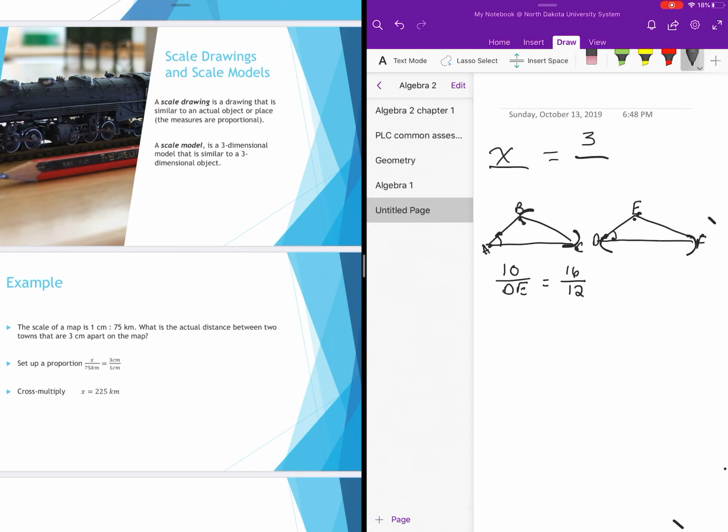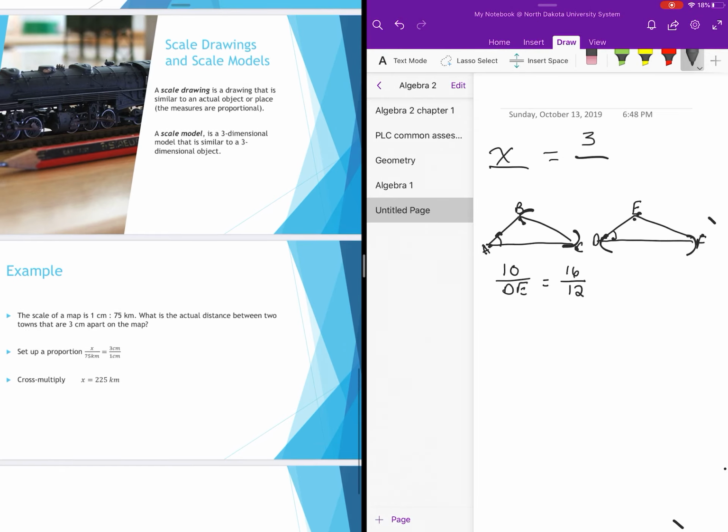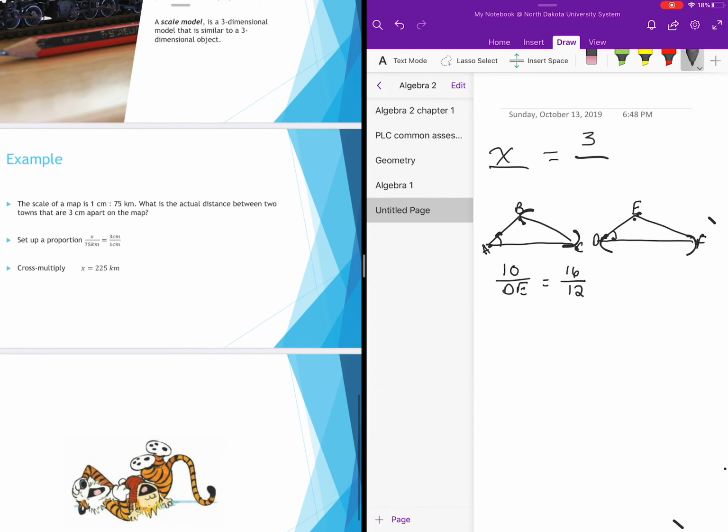Here's how we use it, the same way we use proportions for similar figures. The scale of a map in this case is 1 centimeter to 75 kilometers. That means that a centimeter on the map equals 75 kilometers in real life. So what is the actual distance between two towns that are 3 centimeters apart on the map? We just set up two ratios, right? We set up a proportion and we solve for x. And again, we'll get some more practice on this in class.